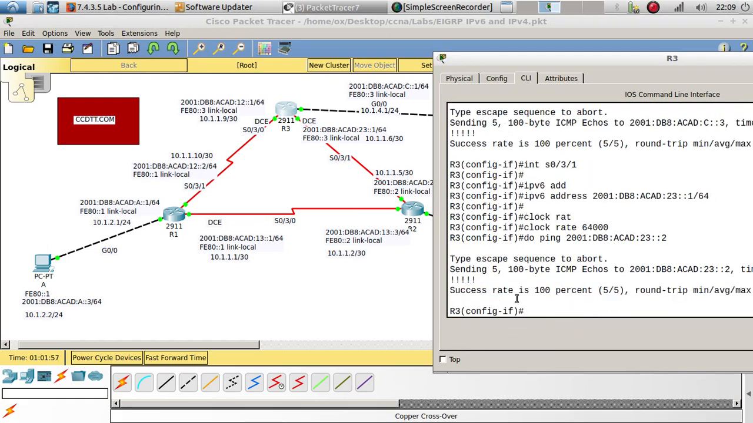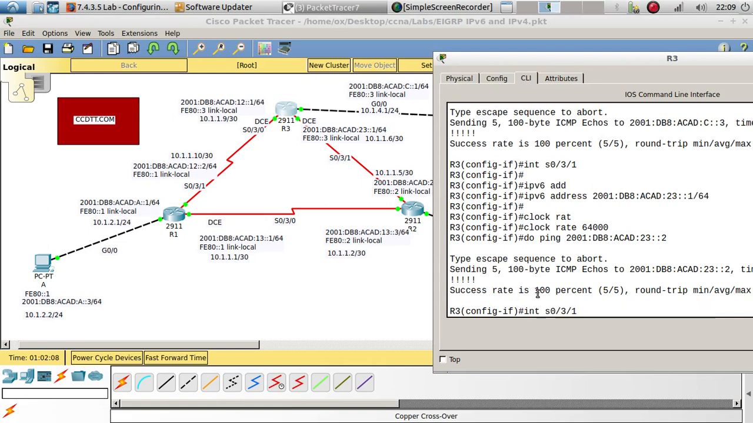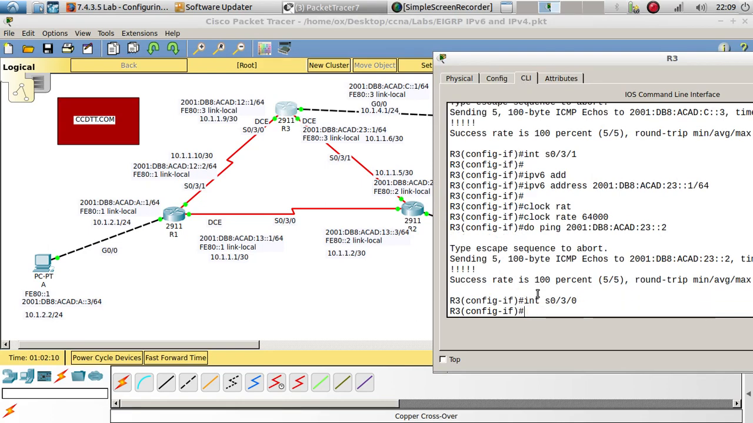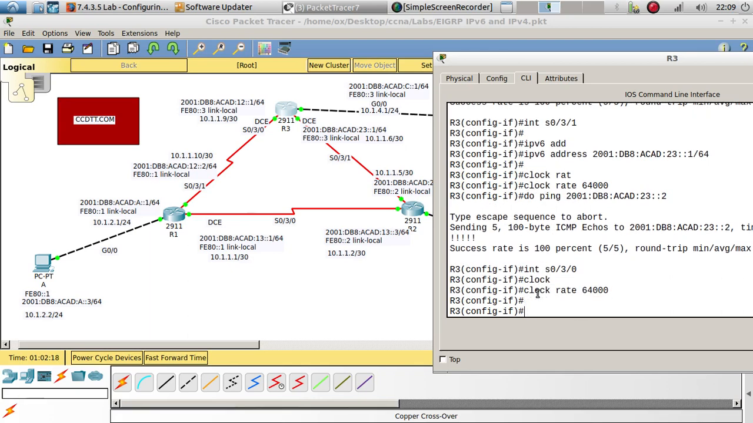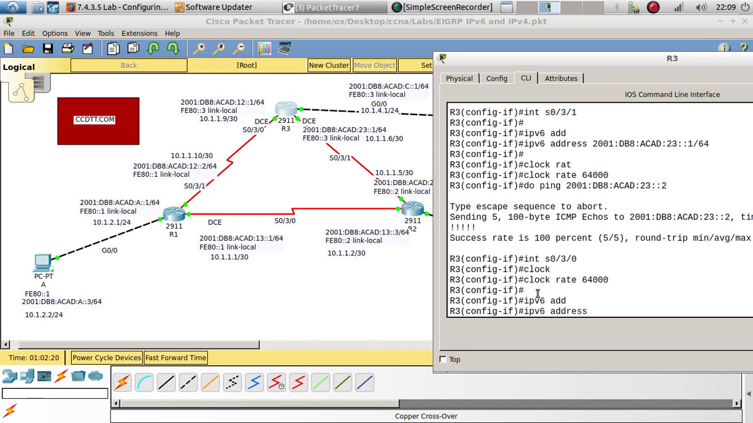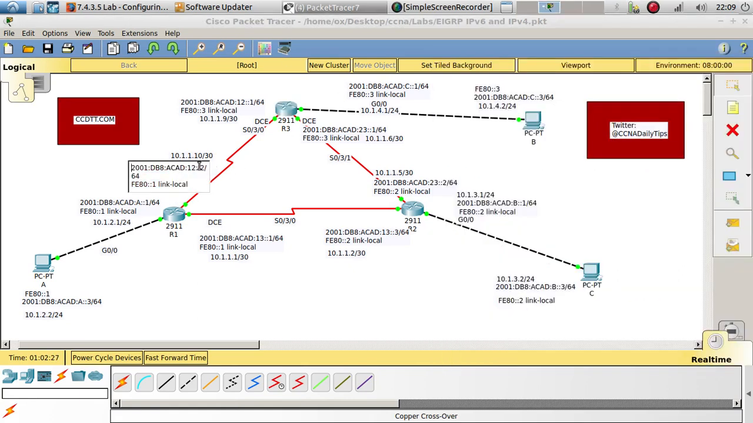So there it is. So we are able to ping this interface on router 2. Now if we configure this other interface, which also has a DCE, which is 0/3/0, let's do a clock rate 64000, IPv6 address, paste that here. Now we should be able to ping router 1 from router 3.